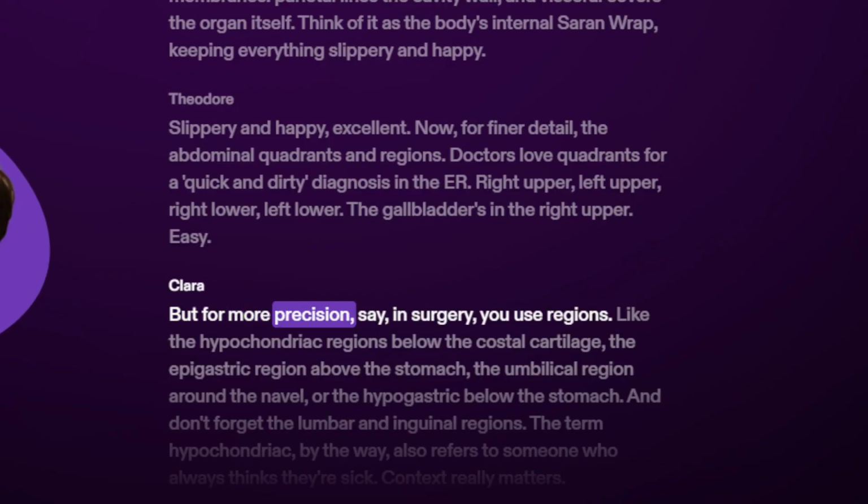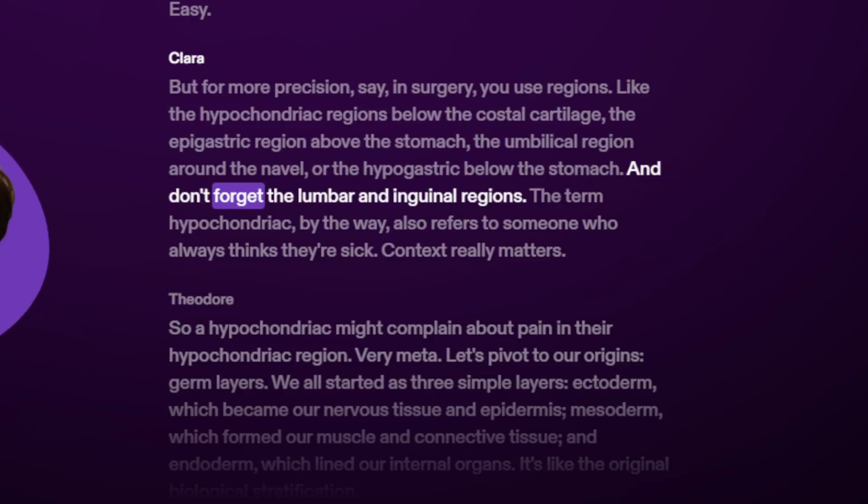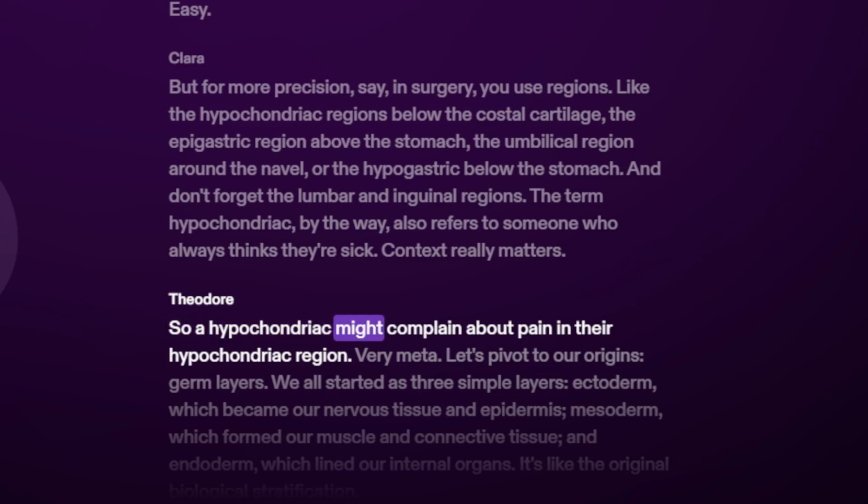Easy. But for more precision, say in surgery, you use regions, like the hypochondriac regions below the costal cartilage, the epigastric region above the stomach, the umbilical region around the navel, or the hypogastric below the stomach. And don't forget the lumbar and inguinal regions. The term hypochondriac, by the way, also refers to someone who always thinks they're sick. Context really matters. So a hypochondriac might complain about pain in their hypochondriac region.